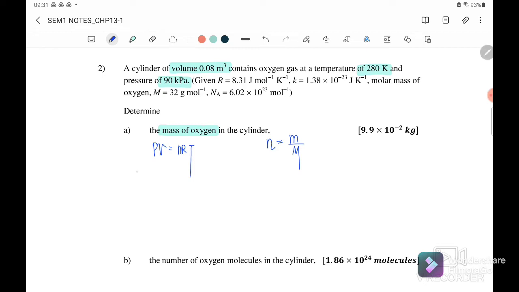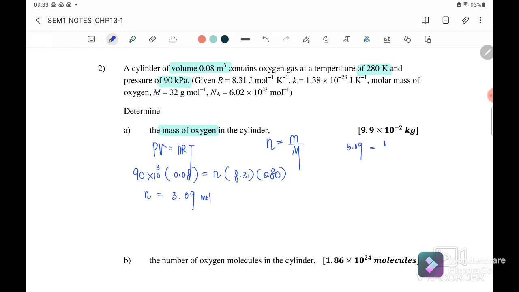P is 90 kilopascals, so times 10 to the power of 3. Volume is 0.08. The number of moles is the value we want to find. R is 8.31, and the temperature is 280 Kelvin. So the number of moles that we will get here is 3.09 moles. Next we substitute into the equation.